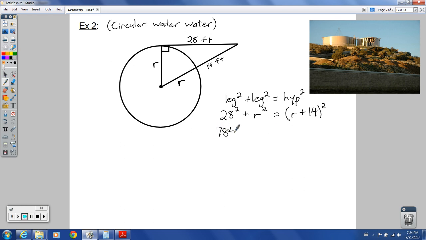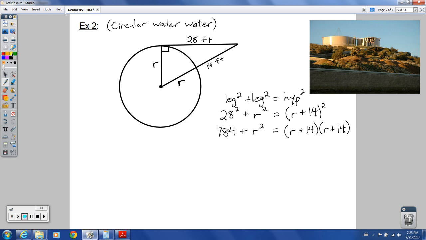So from here, what do we get? We've got 784 plus r squared. That's going to equal, this is the same thing as saying r plus 14 times itself, r plus 14. There's a shortcut you may have learned about in algebra for squaring binomials like this. But if you don't remember that shortcut, I bet you do remember FOIL. I bet you remember what that stood for. I hope you do, at least. Let's FOIL this out at this point.